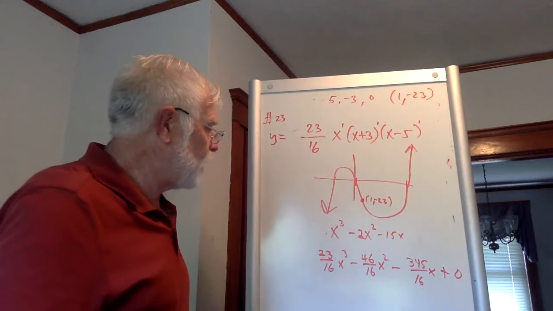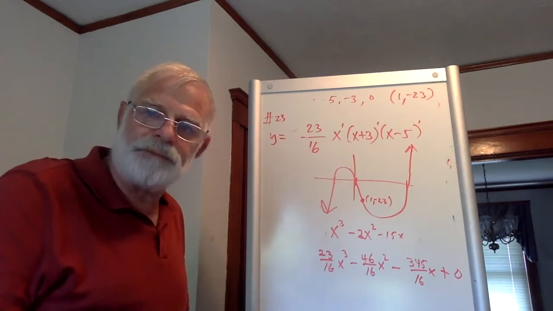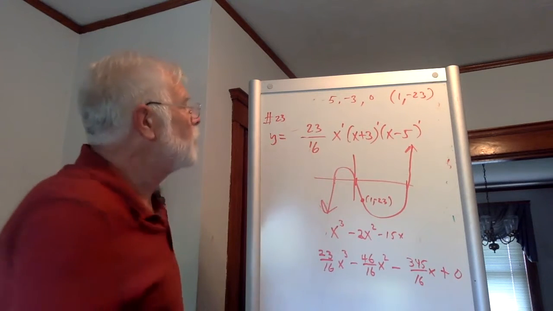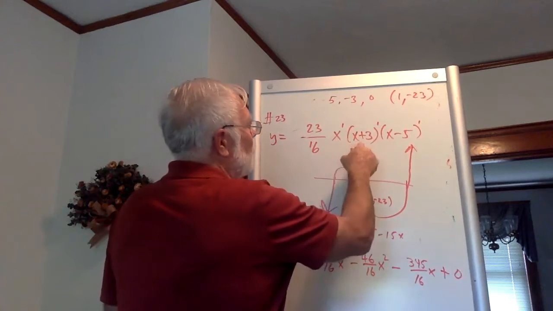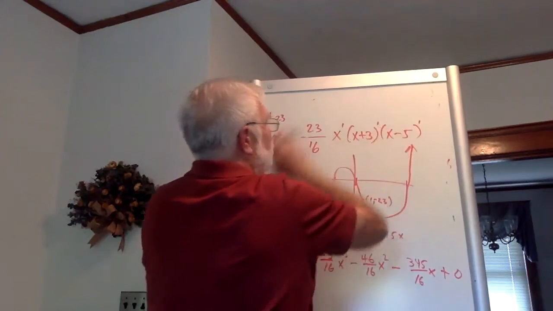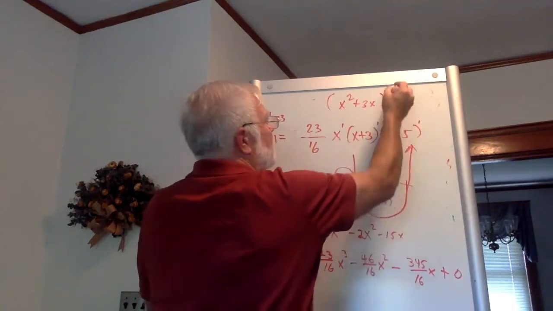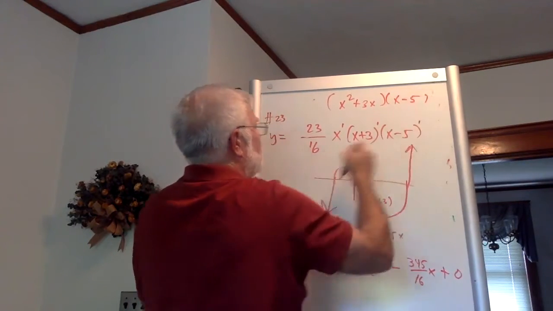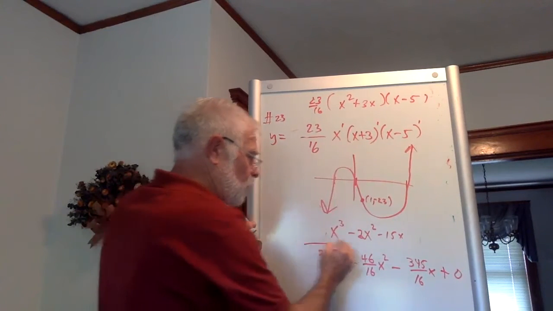Now, I just decided to do a little work with it to bring out another concept that we've been talking about. If you multiply x times x plus 3, you get x squared plus 3x. And if you multiply that times x minus 5, and then if you multiply that times 23/16, you get what's here.